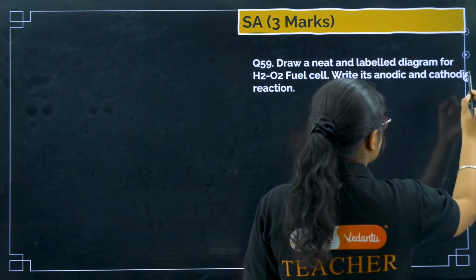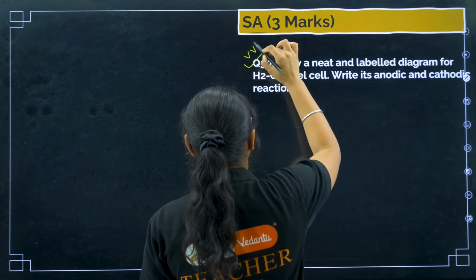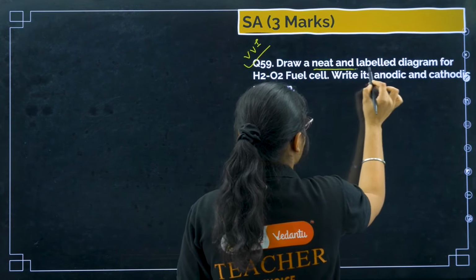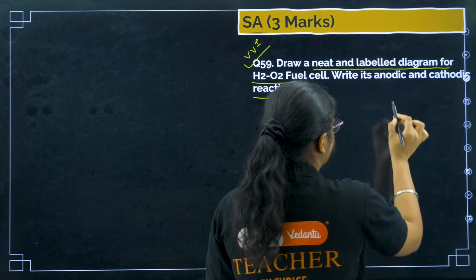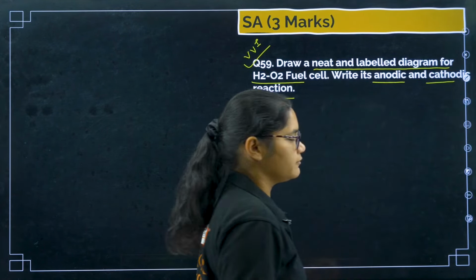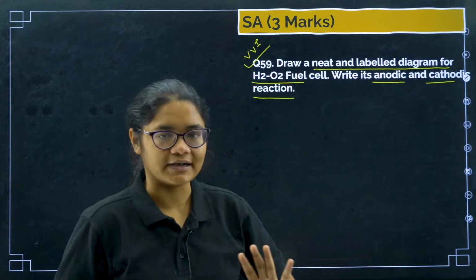Next we'll go to the next question. This is also a very, very important question, that is your hydrogen oxygen fuel cell. Draw a neat and labelled diagram for H2-O2 fuel cell and write the cathodic and anodic reactions. Very important question. I am writing VVI, which means you must study those questions.